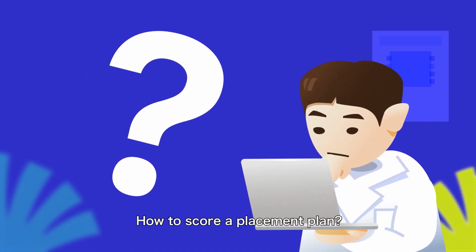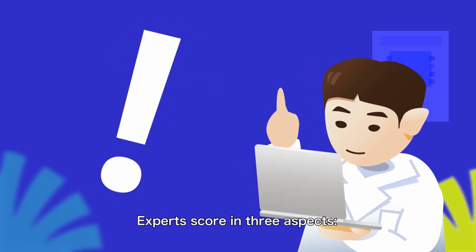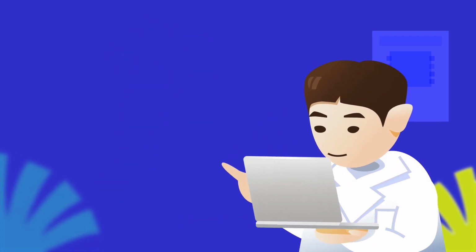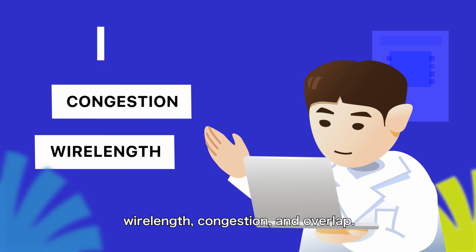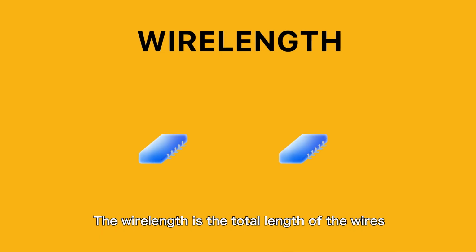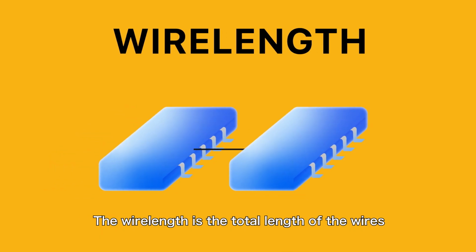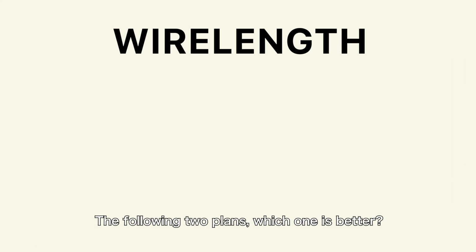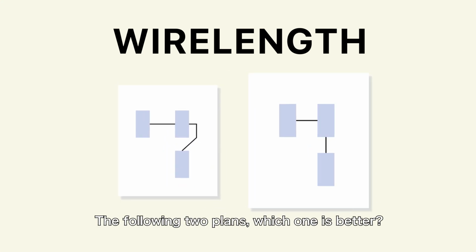How to score a placement plan? Experts score in 3 aspects: wire length, congestion, and overlap. The wire length is the total length of the wires. The following 2 plans, which one is better?